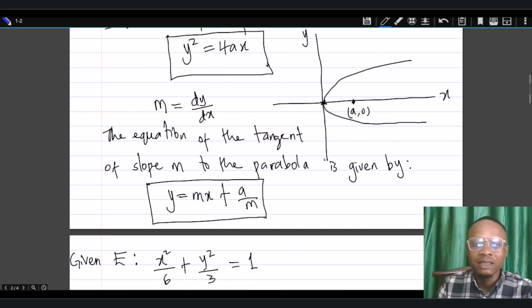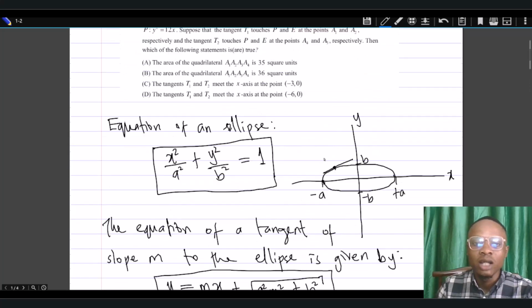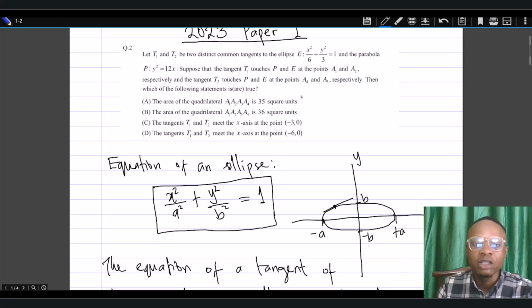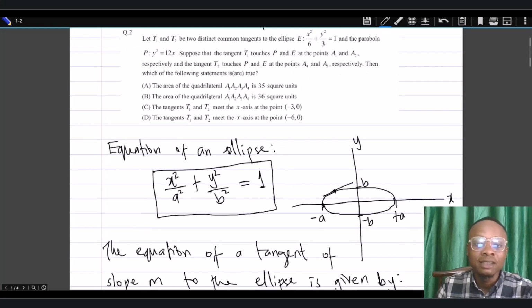So let's go ahead and say that in this case, for this portion, the tangent T1 touches P and E at the points A1 and A2. So there are two tangents. There is one we call T1, there's another one we call T2. The T2 touches P and E, that's the parabola and ellipse, at A4 and A3 respectively. So then which of the following statements is or are true?